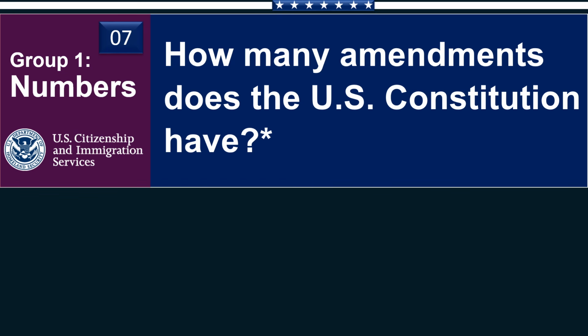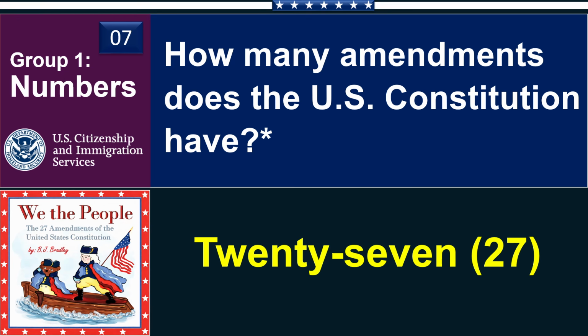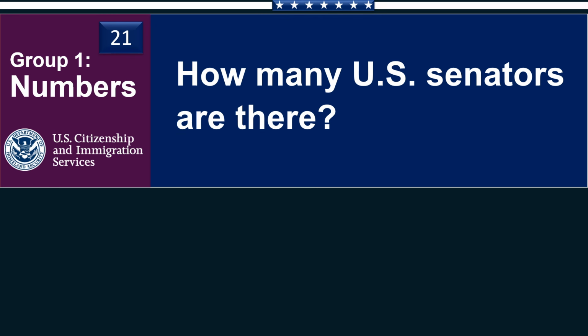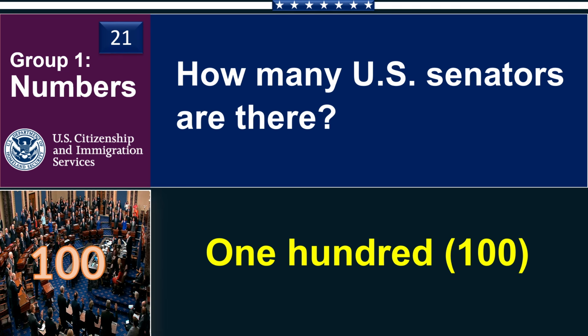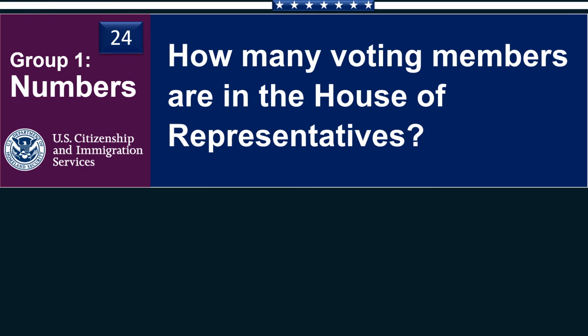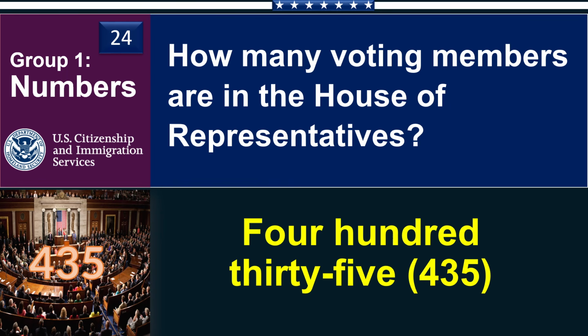How many amendments does the U.S. Constitution have? 27. How many U.S. senators are there? 100. How many voting members are in the House of Representatives? 435.